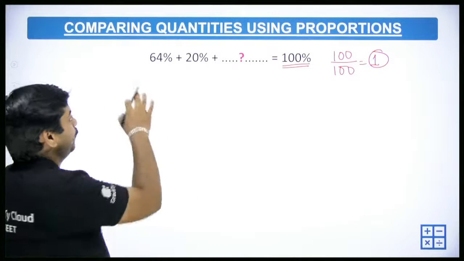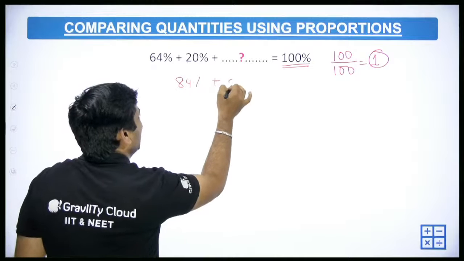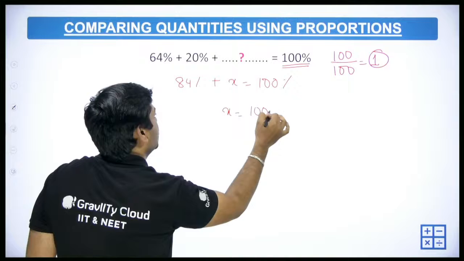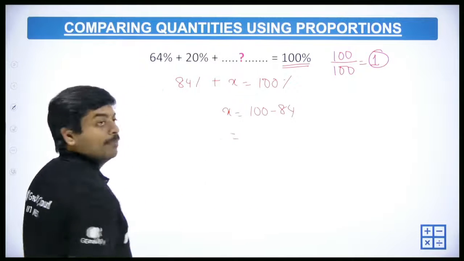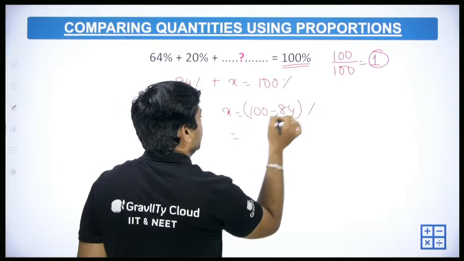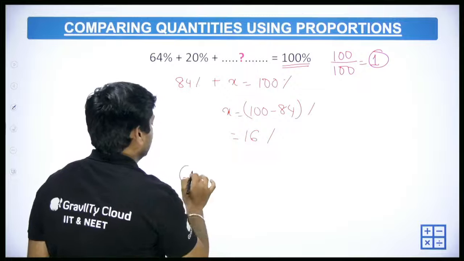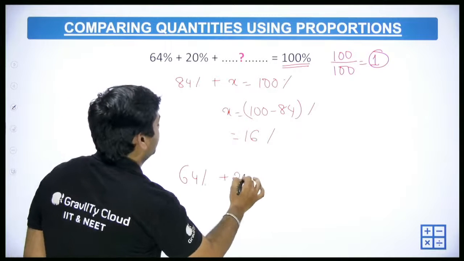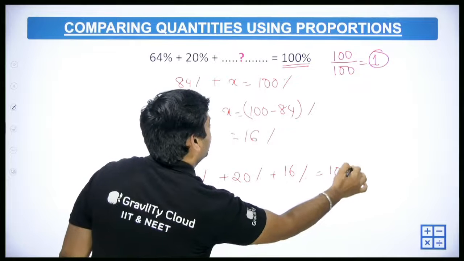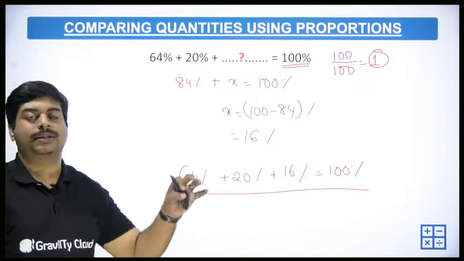So 64 plus 20 is 84, so 84 percentage plus X will be equal to 100 percentage. So X is equal to 100 minus 84 percentage. 100 minus 84 is 16 percentage. So 64% plus 20% plus 16% is equal to 100 percentage.